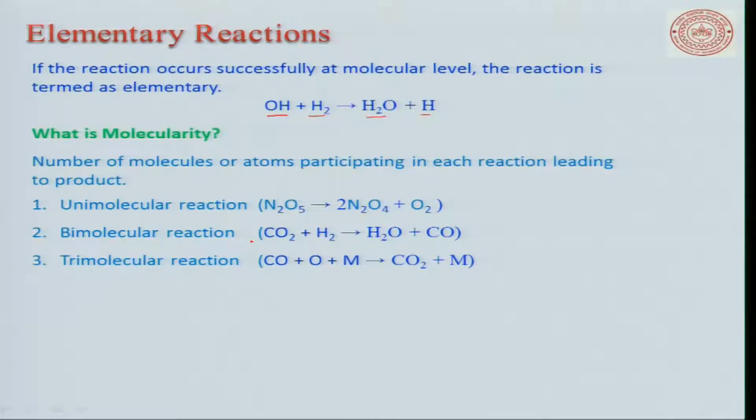Bimolecular reaction, where two molecules are participating, or rather two reactants like CO2 and hydrogen, going to water and carbon monoxide, right, and that is known as bimolecular. Fortunately, both the forward and the backward are bimolecular in this example, right. Similarly, trimolecular reactions are where three molecules are participating, like CO plus O plus M going to CO2 plus M. M is known as a third body.